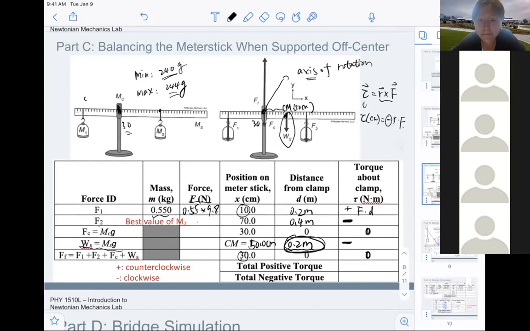For the total positive and total negative, we just add the positives together and then add the negatives together, correct? Yes, and again, you want to check if they cancel each other. If they add up to be zero, because the total torque should be zero for it to be balanced. And then we take the data under the condition that everything is balanced. Any other questions?